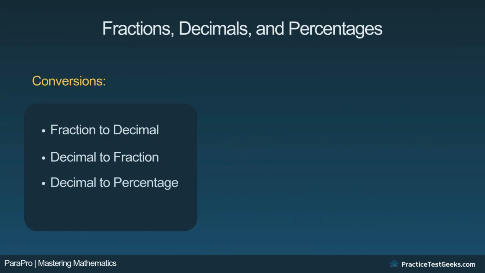Decimal to percentage. Multiply the decimal by 100. Example: 0.75 times 100 equals 75%.